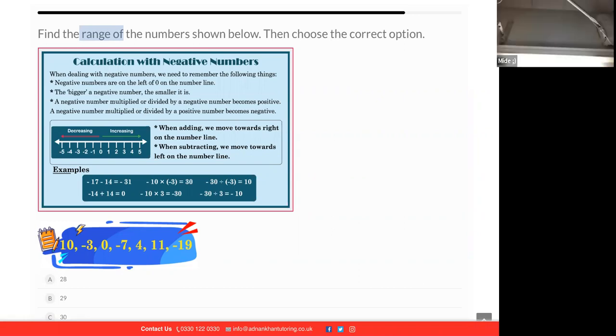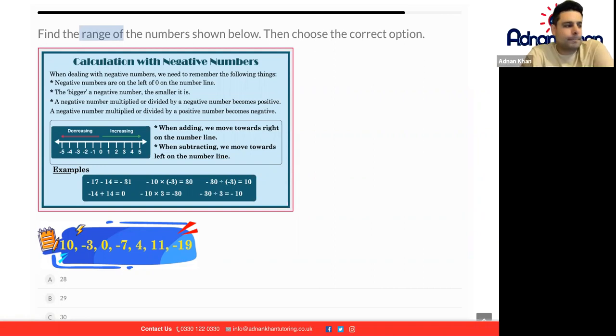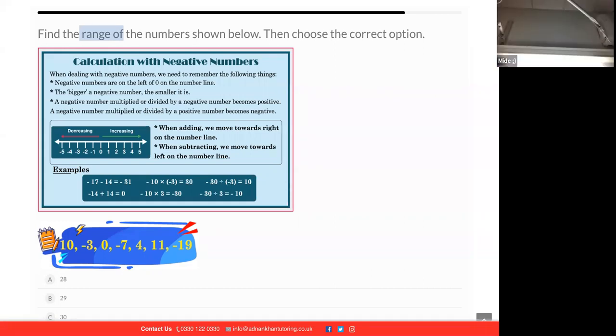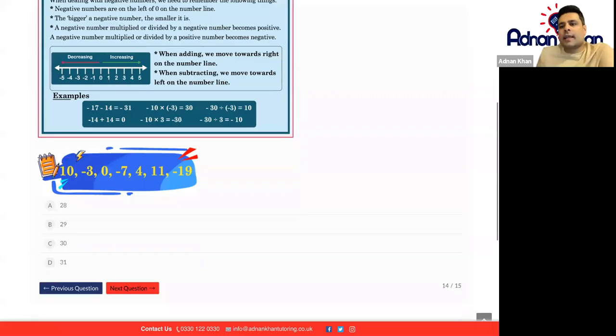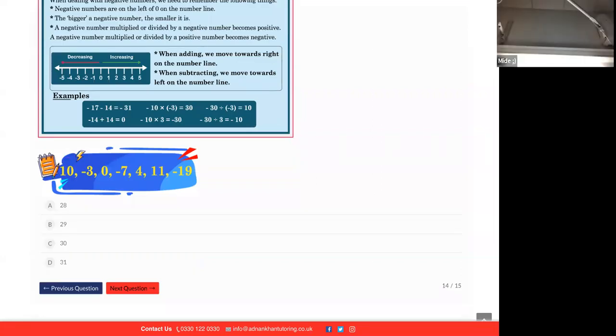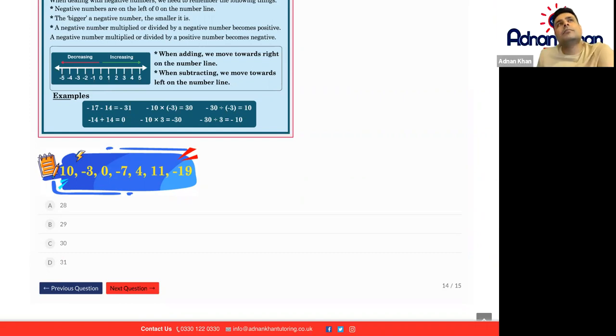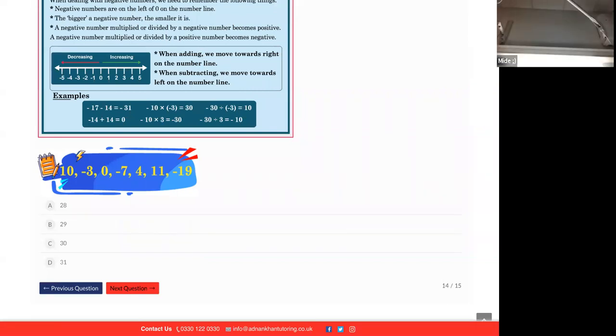Okay. Well, the biggest number is 11. And the smallest number is -19. Good. And just add those two together. So 11 and minus 19. Add 19. So we're looking for the difference between 11 and -19. Just add them together. Same thing. 30. Good girl. Good girl.